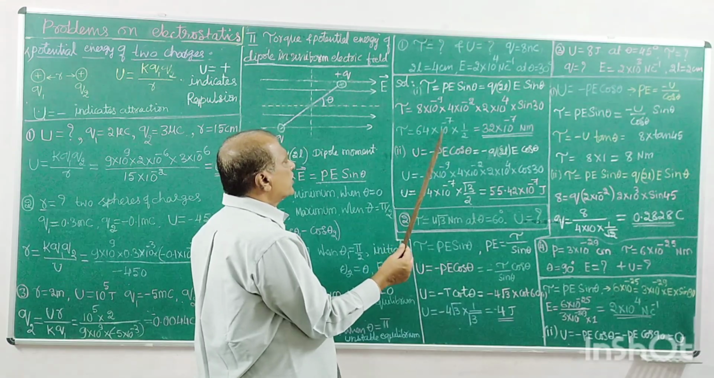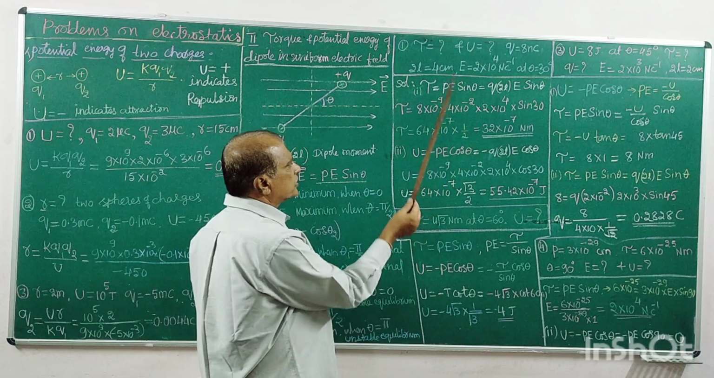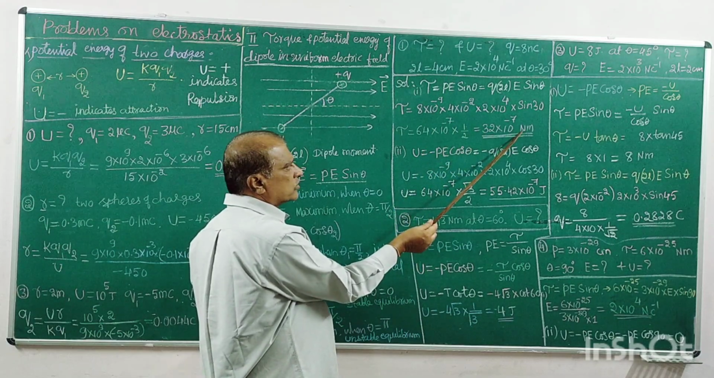So when I simplify, we get what is torque. This value is the torque of the system. Unit is Newton meter.